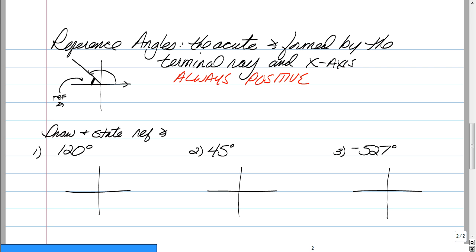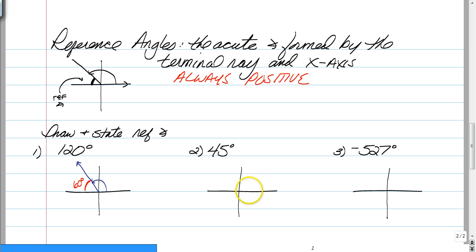So we're going to draw and state the reference angle for 120 degrees. So that's positive. So we're going to go 120 degrees. That's the angle. We draw it. Now the reference angle is how far away you are from the x-axis. So you're always going to go down to the x-axis. So what is the measure of that angle? We drew 120. We're pretty close to 180. So we are 60 degrees away. So 60 degrees is your reference angle.